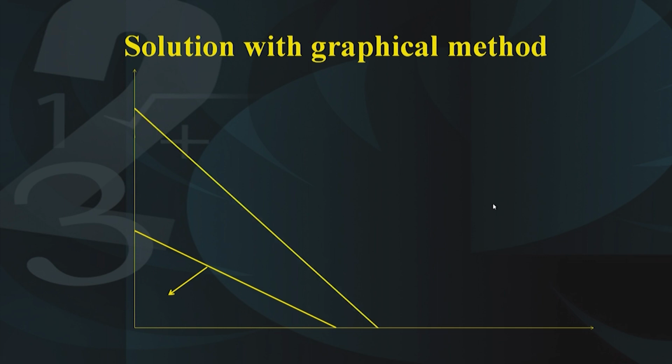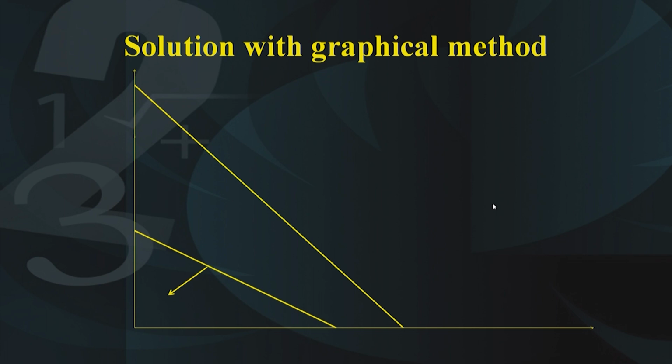Next, we plot the second constraint and again substitute the origin into the inequality to see which side of the line the feasible region lies, and we find that the feasible region lies above the line. So, what does it mean? It means that there is no common area which we can call the feasible region, and therefore, this indicates that the problem has no feasible solution.